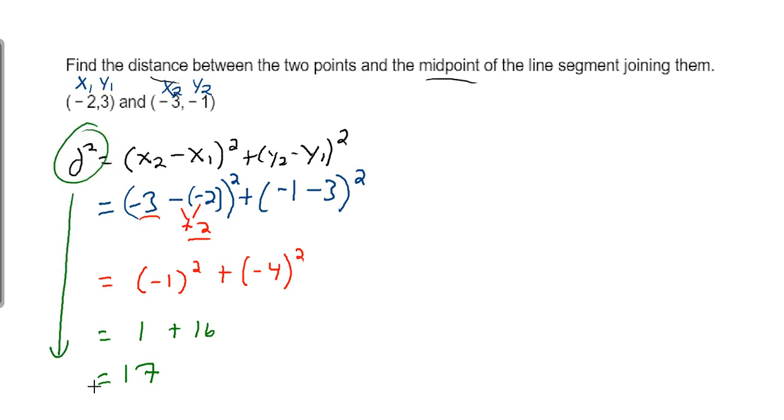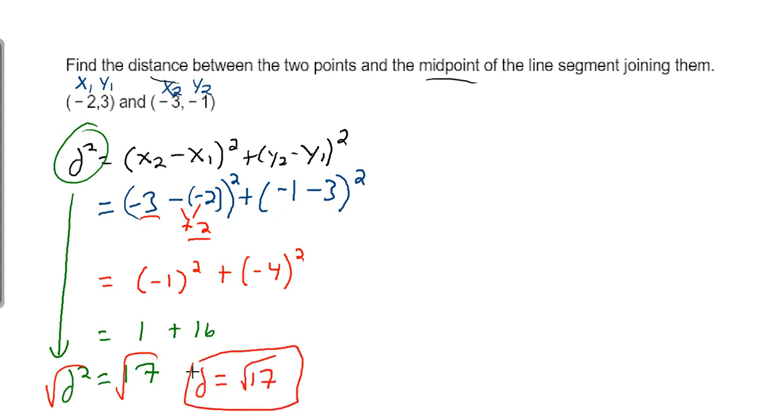I didn't really copy this down all the way like I probably should have, but I'll bring it down now. The distance squared is 17. So to solve for the distance, we'll have to take the square root of both sides, and we'll get that the distance is the square root of 17. All right, so that's how you find the distance.